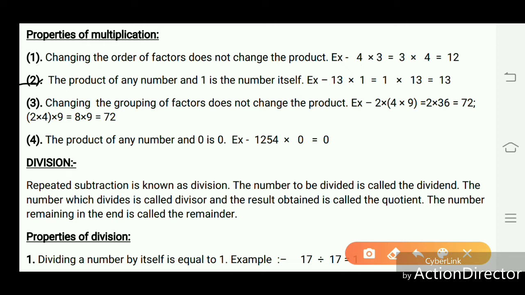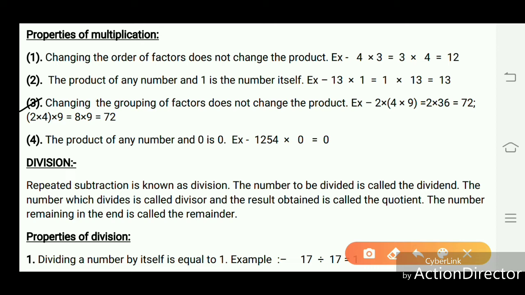Property number 2, the product of any number and 1 is the number itself. Example: 13 into 1 equals 1 into 13 equals 13. It shows when we multiply any number with 1, the product is the number itself. So this property also shows that the product of any number and 1 is the number itself.